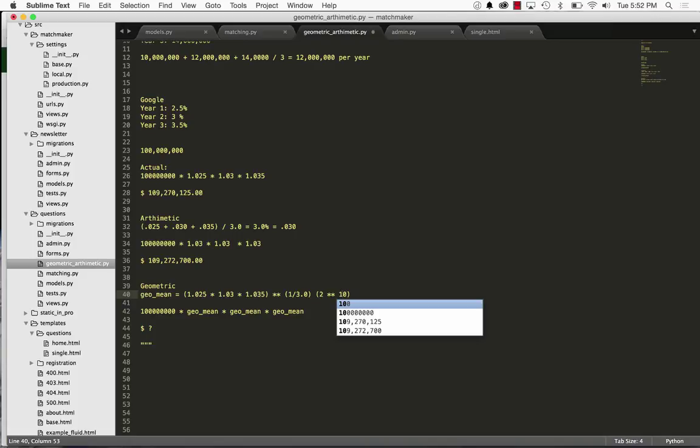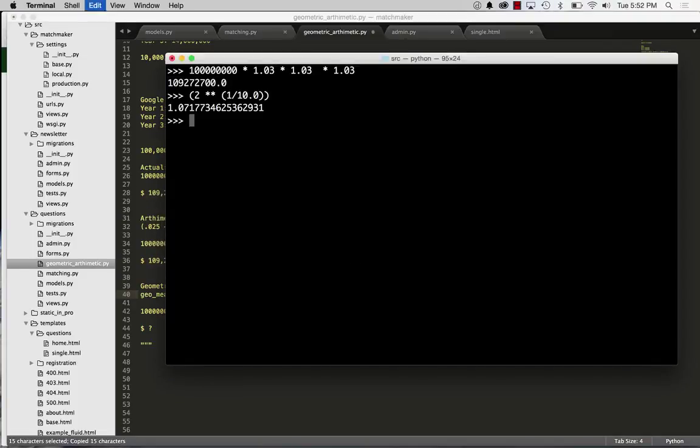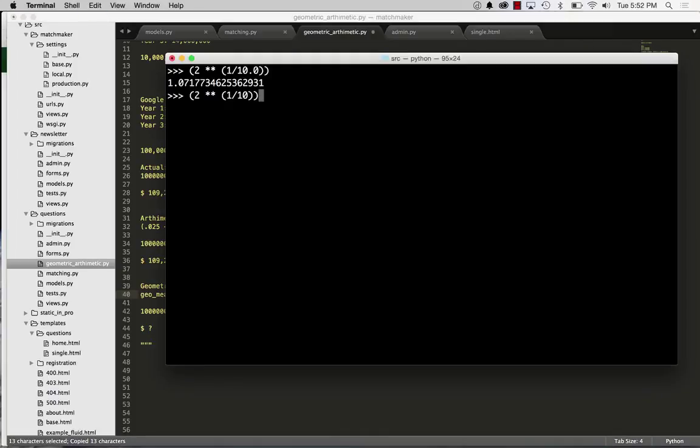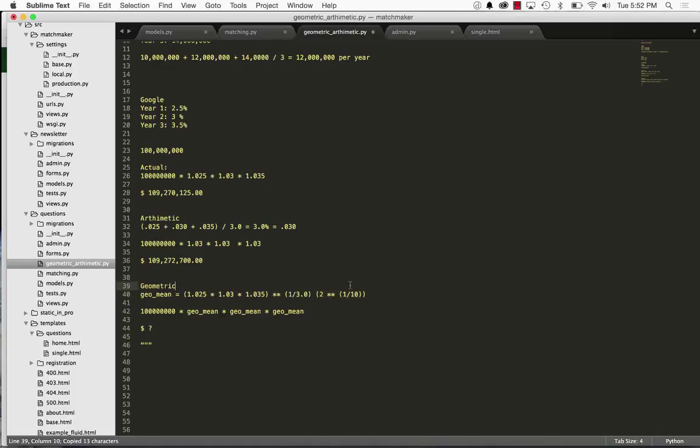So 2 to the 10th root would be 1 divided by 10.0, because of how Python works, if it's just 10, it will round it, which is not what we want. It will round it to 1. So this would be 2 to the 10th root. If we actually calculated this in Python, it would give us this number, right? That's 2 to the 10th root versus 2 to the 10. It's going to give us 1, right? So you want to make sure that you do that.